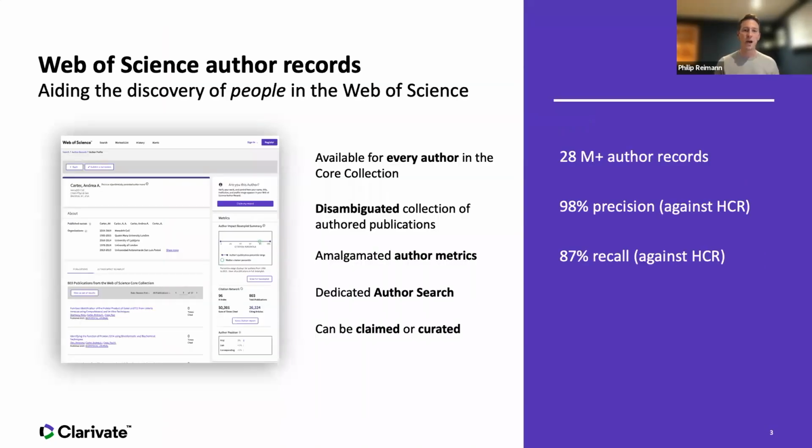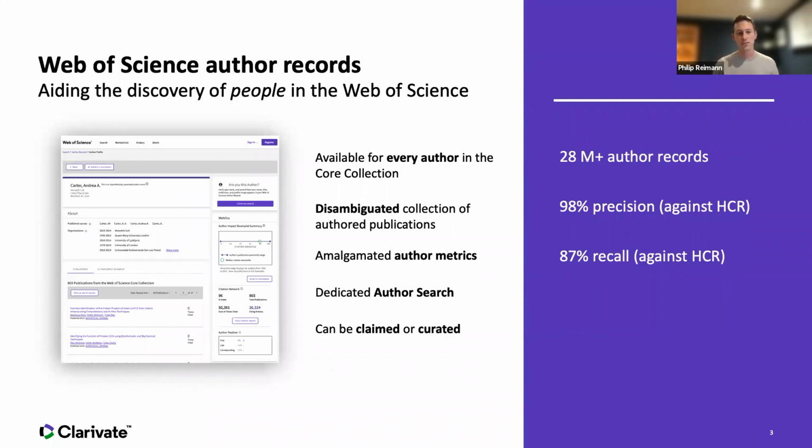So first off, what are author records, or what are researcher profiles? So author records are our answer to the problem of name disambiguation in the Web of Science core collection. Whilst it's long been easy for users to discover publications within the index written by a particular named author, understanding if any of those authors are actually the same person, and therefore really being able to understand who they are and what their presence in the Web of Science looks like, has long been a challenge.